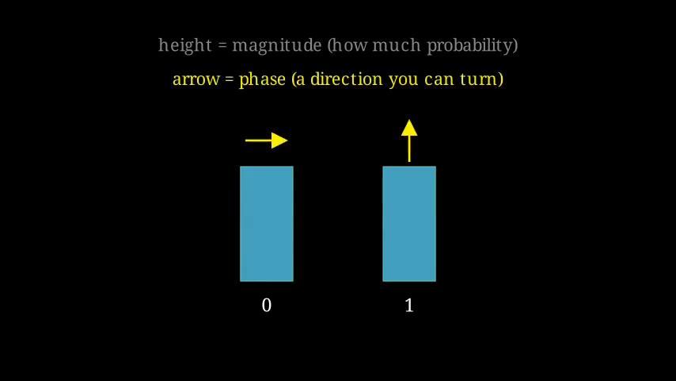The height of a bar is the magnitude of that amplitude, how much of the state lives there. Square it, and you get the probability of seeing that outcome. And on top of each bar sits a small arrow. That can point in any direction, like a tiny compass needle. That arrow is the phase. The angle of the complex number. Look at these 2 bars, the exact same height and yet different states, because their arrows point different ways.